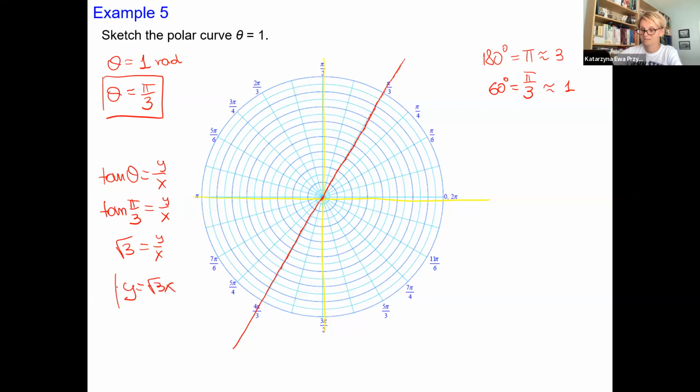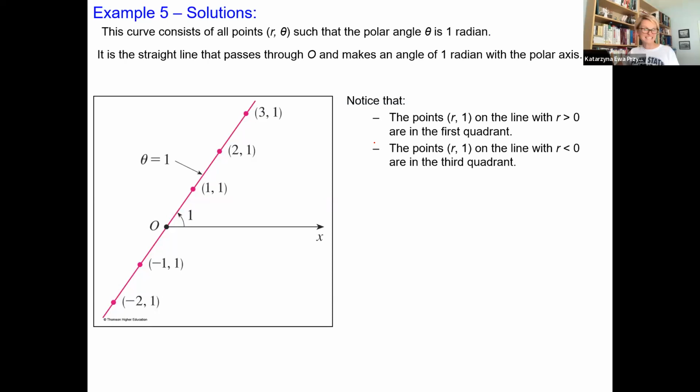The slope, of course, is the tangent. So y equals square root of 3 times x. That's the line. Or we can say theta is pi over 3. This is the equation, polar and Cartesian. Okay, we need to know lines and the circle, because I have another 2 exercises. Yes, it's just a line.